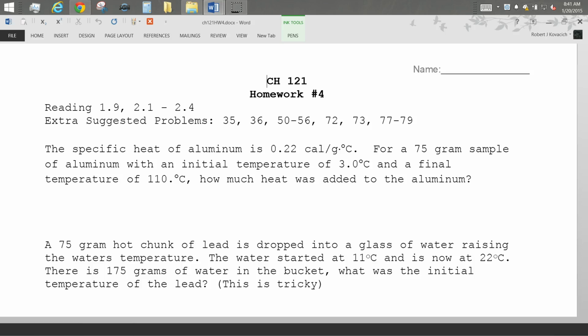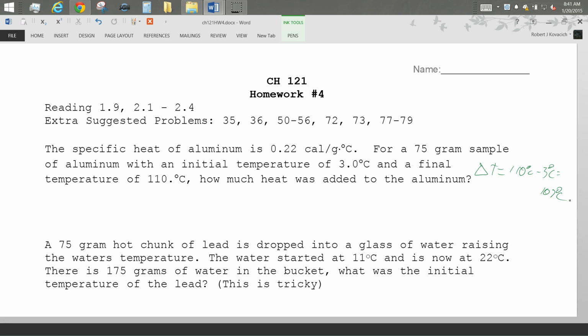So how much is its temperature going to go up? 100 is my final temperature. No, it's not. It's 110. 110 is my final temperature. And then my initial temperature is 3. So I get 107. Okay. So I know this thing is going to go up 107 degrees. Now I can use all of this information to calculate the heat that's going to go into this.